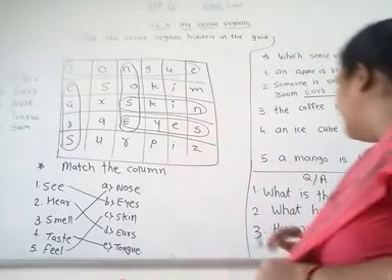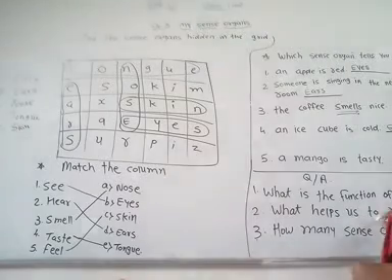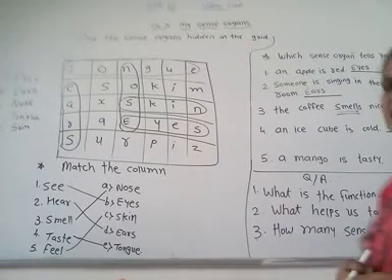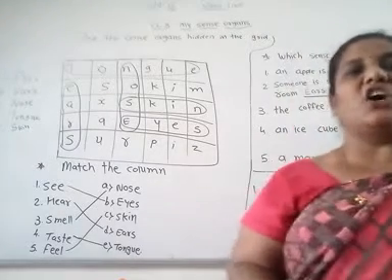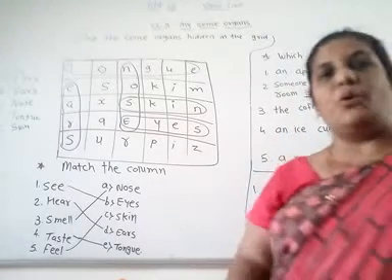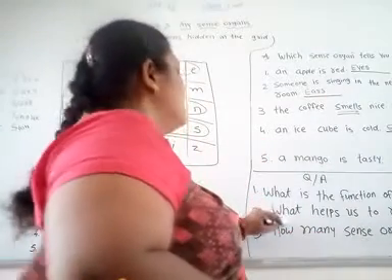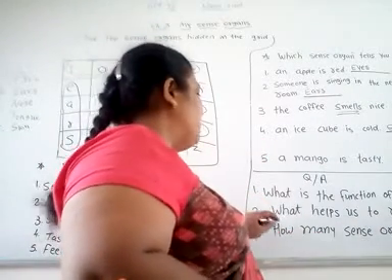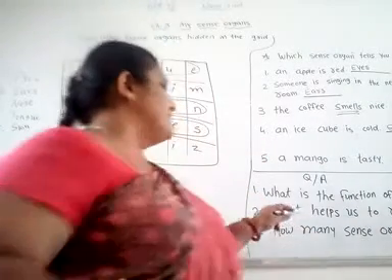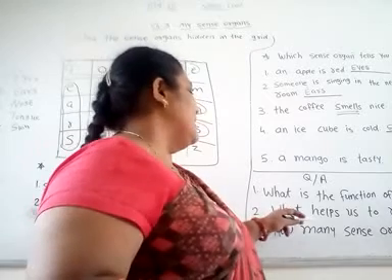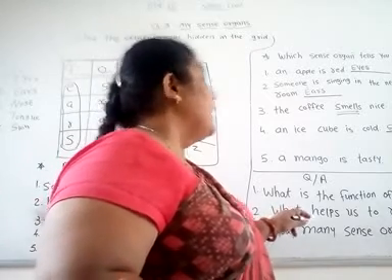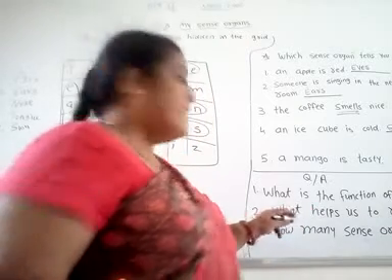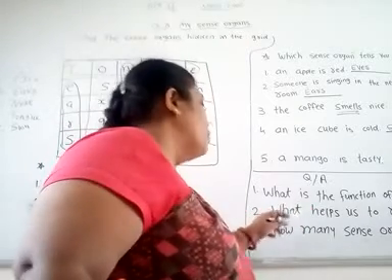Now second one, what helps us to read books? आप किससे रीड करते हो, with your eyes. So you have to write here E-Y-E-S. You have to write the answer E-Y-E-S, eyes. Eyes help us to read books.